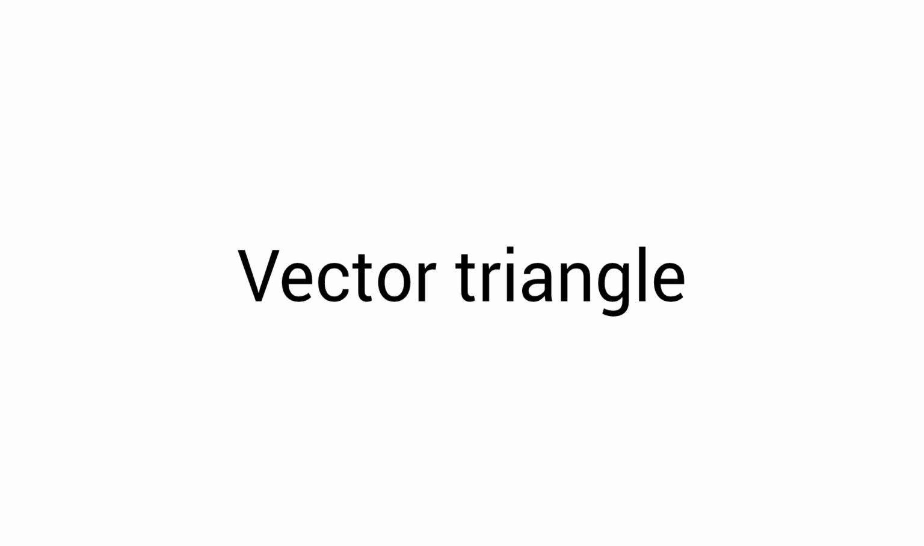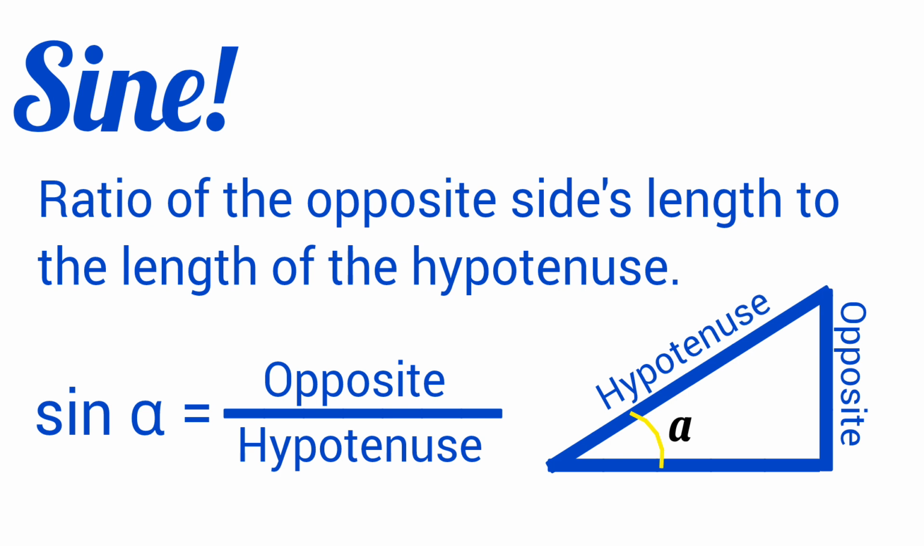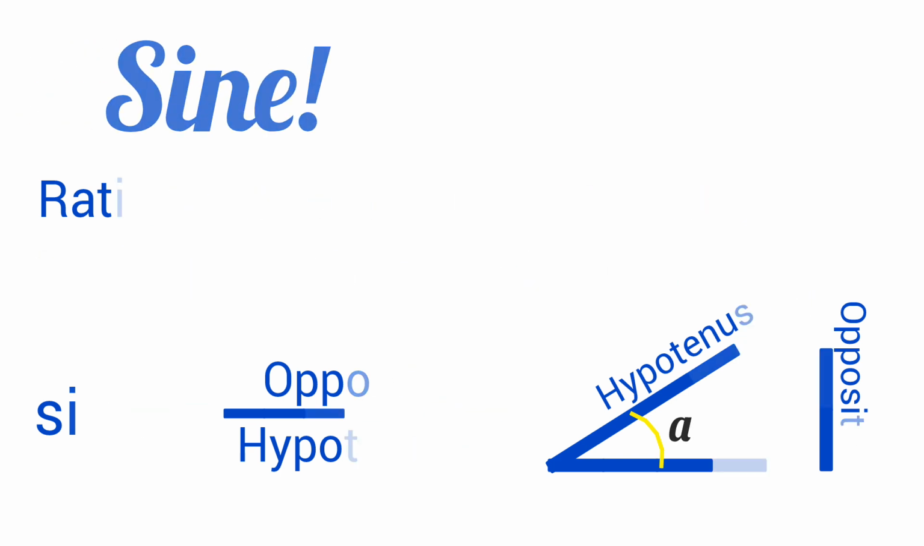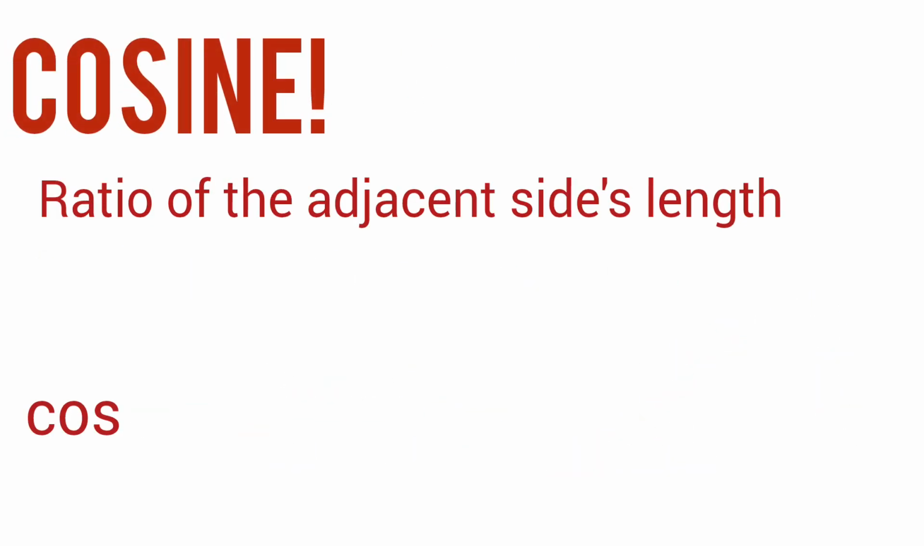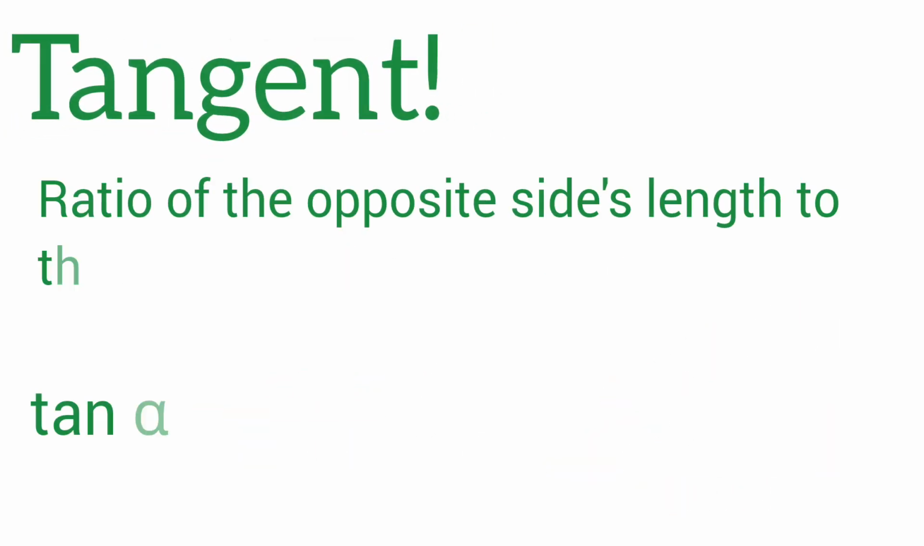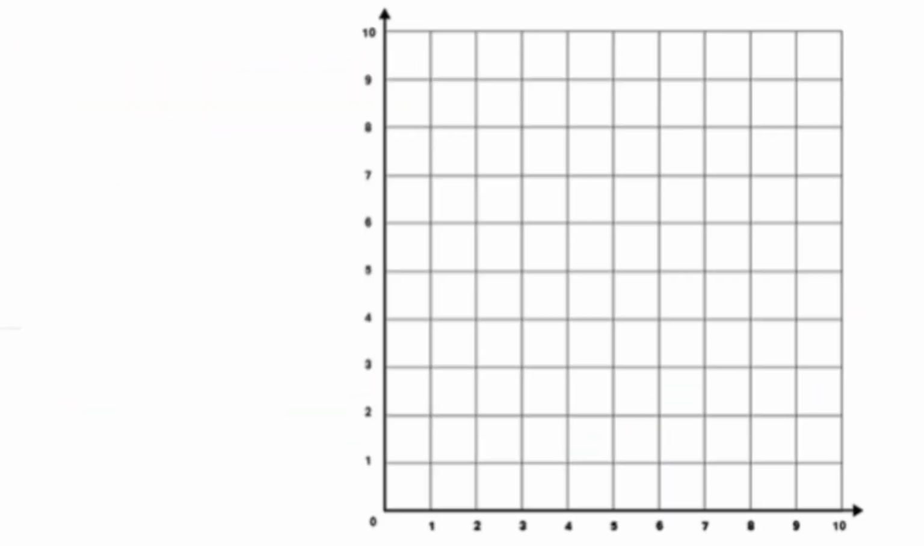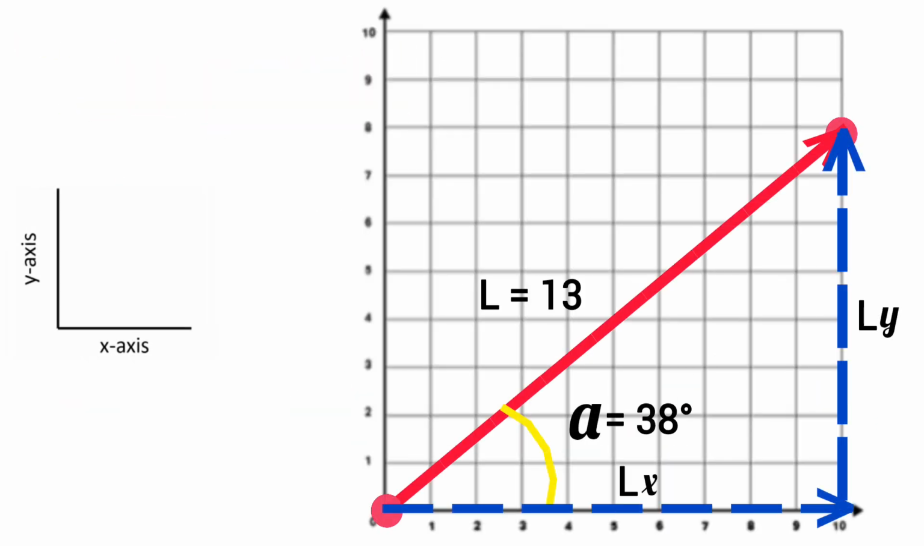The three trigonometric functions are the following. The sine of an angle is the ratio of the opposite side's length to the length of the hypotenuse. The cosine of an angle is the ratio of the length of the angle's adjacent side to the length of the hypotenuse. And finally, the tangent is the ratio of the opposite side's length to the length of the adjacent side. So let's try the first two ratios on this triangle.